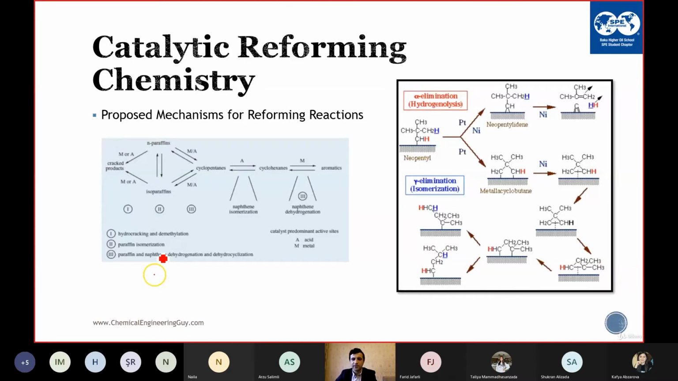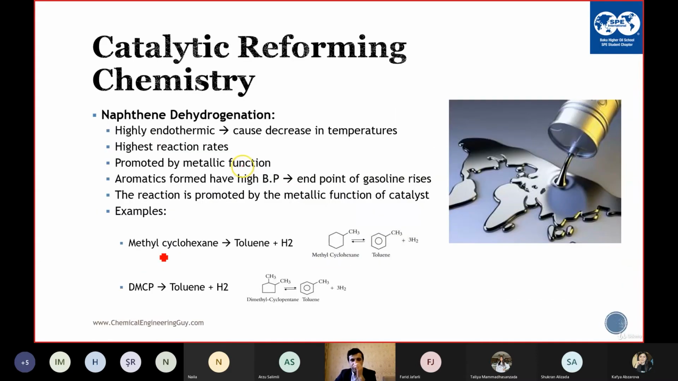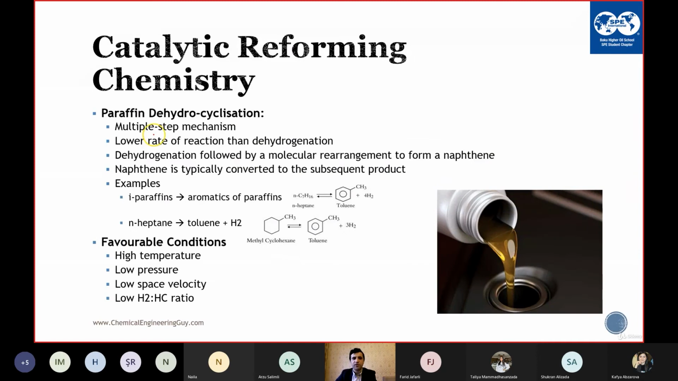These are the reaction mechanisms. I will skip this one. I added this slide so that you can check them later, but I want to skip these slides. I want to talk about the process more. But if you have any questions regarding the reactions, or other slides I already talked about before, please ask me. Here we have the naphthene dehydrogenation reactions, paraffin hydrocyclization, and favorable conditions. It is always important to control the hydrogen to feed ratio into the reactor.